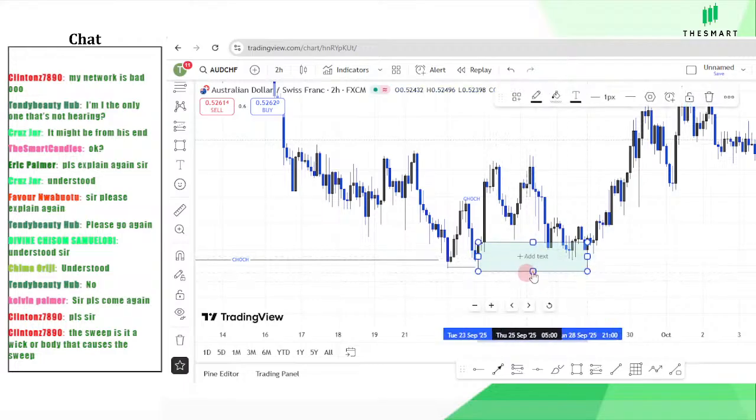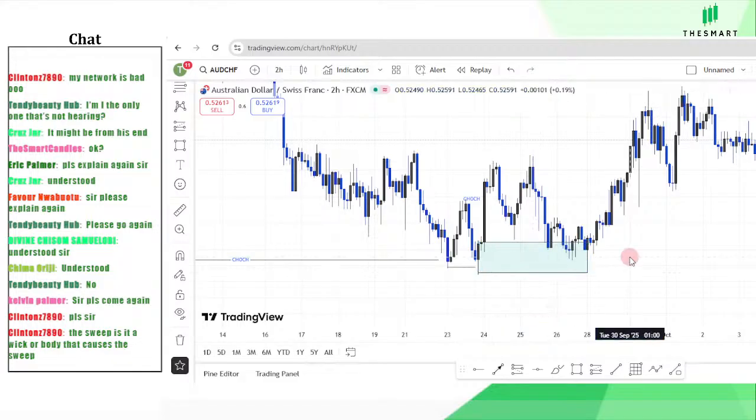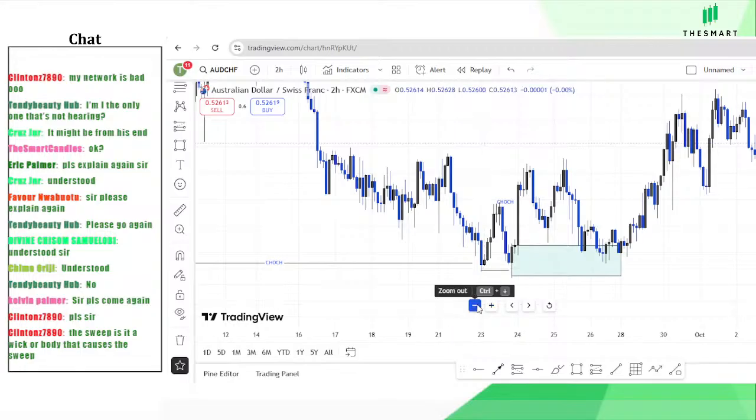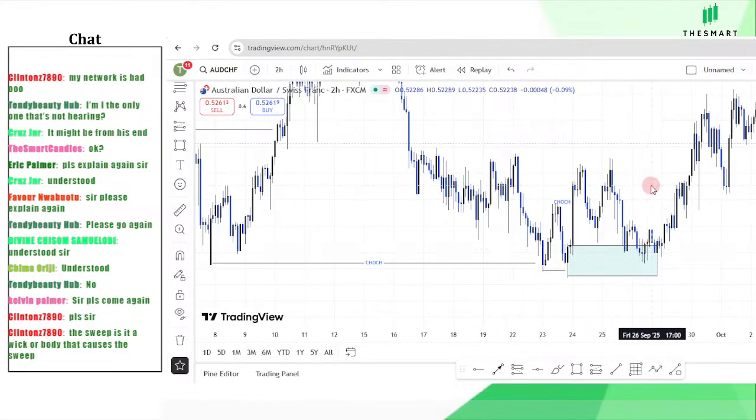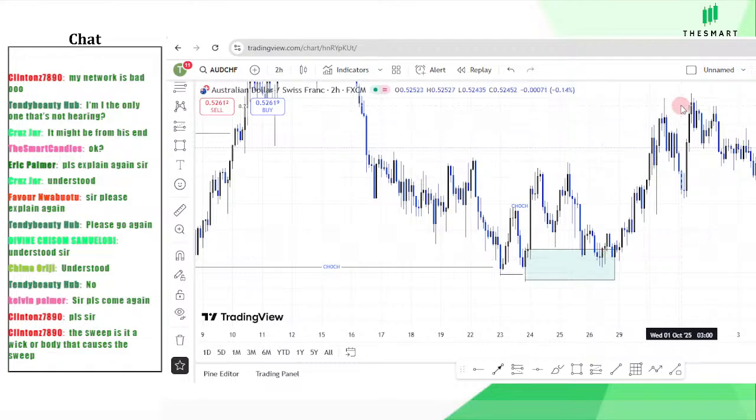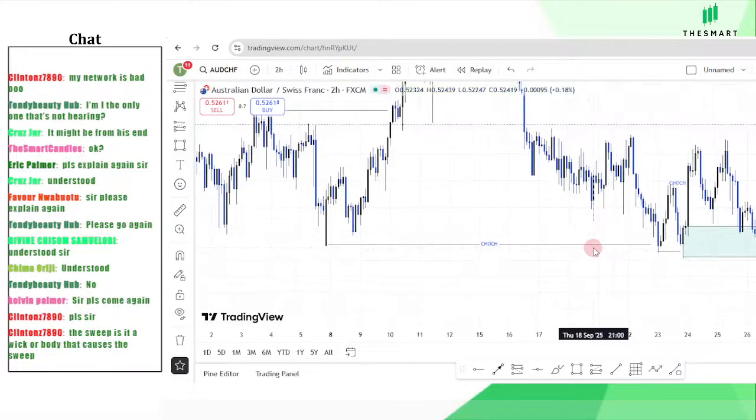What did you see? Price tapped into this other block, and you notice there was an expansion to the upside. Now, if you didn't take note of the entire movement within this zone, you would be looking out for sell without understanding what just occurred here. We have a change of character, which was a valid change of character, no doubt.